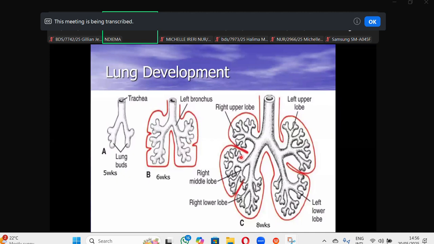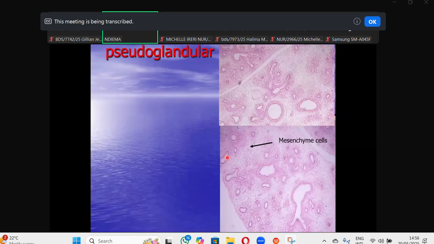So we have 3 lobes on the right and 2 lobes on the left, separated by connective tissue. And remember, this is pushing the mesenchyme. The endoderm lining is surrounded by the mesenchyme that eventually develops into the connective tissue.